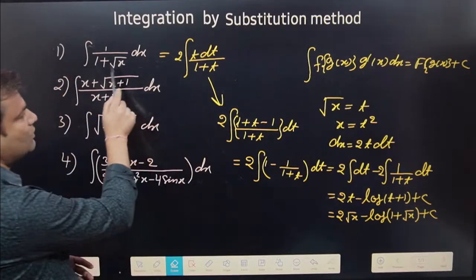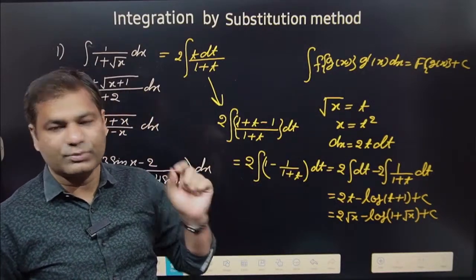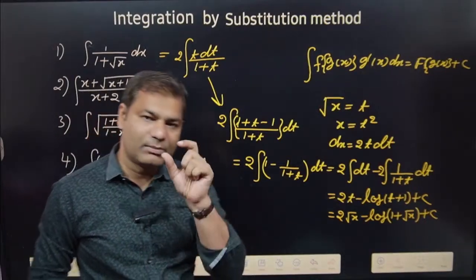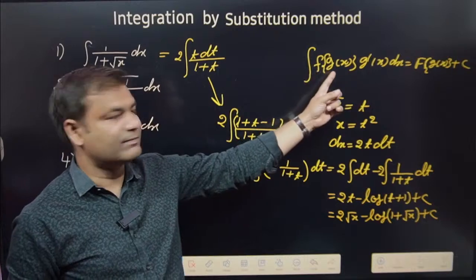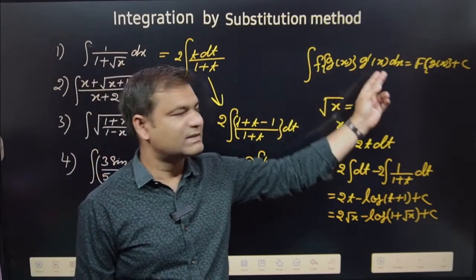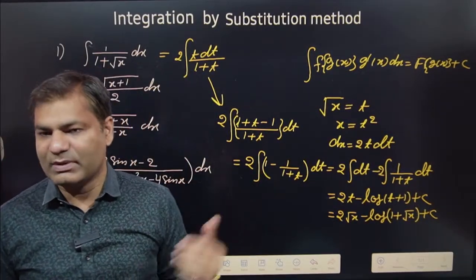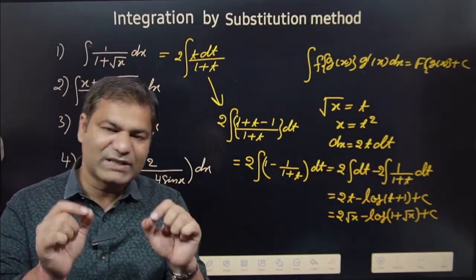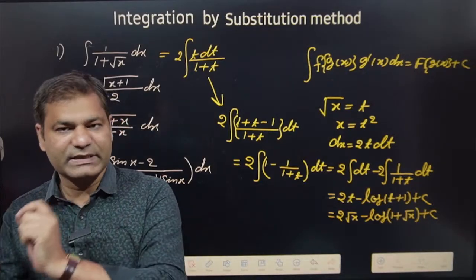Simply, which part is very complicated? In 1 upon 1 plus root x, root x is very complicated, so we always take the complicated part as t. If f of g of x into g prime x dx is available, meaning any function where we take t and dt is also available, fine. If not available, then always consider the complex part as t. Always take the very complicated part as t.